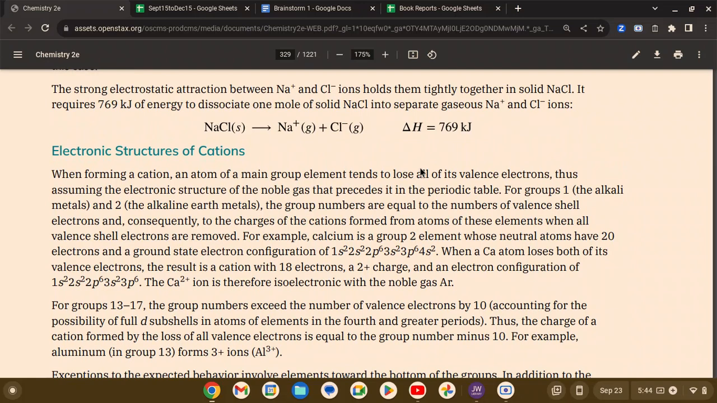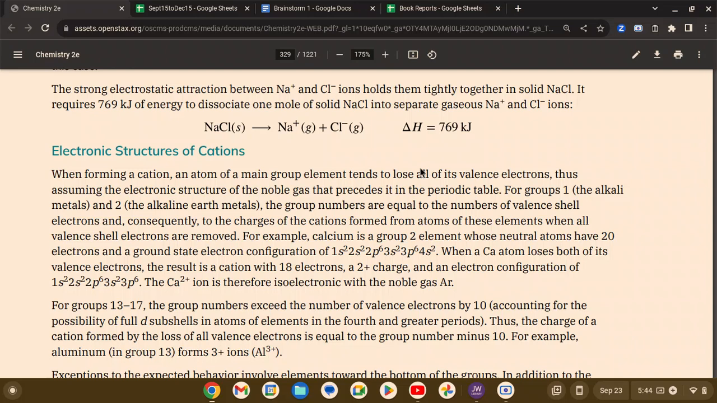When forming a cation, an atom of a main group element tends to lose all of its valence electrons, thus assuming the electronic structure of the noble gas that precedes it in the periodic table. For groups 1, the alkali metals, and 2, the alkaline earth metals, the group numbers are equal to the numbers of valence shell electrons and, consequently, to the charges of the cations formed from the atoms of these elements when all valence shell electrons are removed.